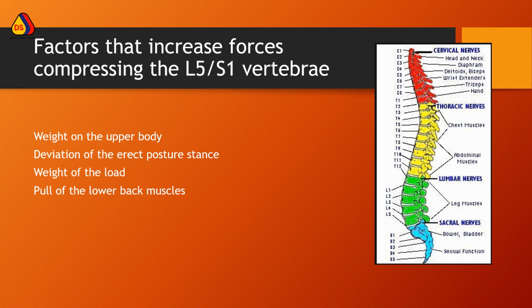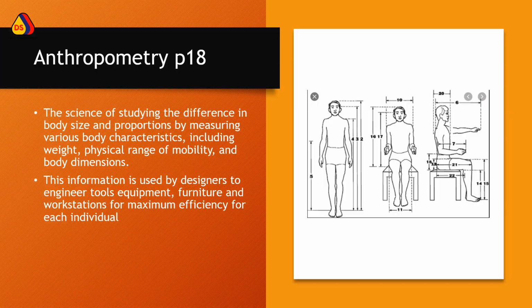To mitigate the forces compressing the L5 and S1 vertebrae, it is crucial to maintain a healthy weight, practice good posture, use proper lifting techniques, engage in regular exercise to strengthen the core and back muscles, and seek medical attention if experiencing chronic back pain or spinal conditions. Additionally, ergonomic adjustments in the workplace and daily life can help reduce the risk of excessive compression on these critical vertebrae.